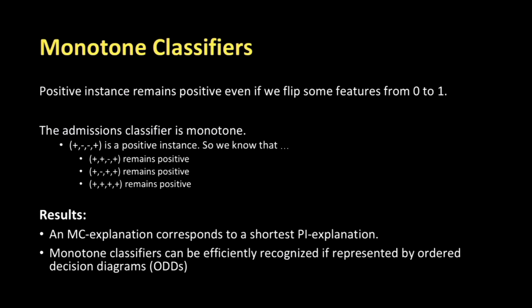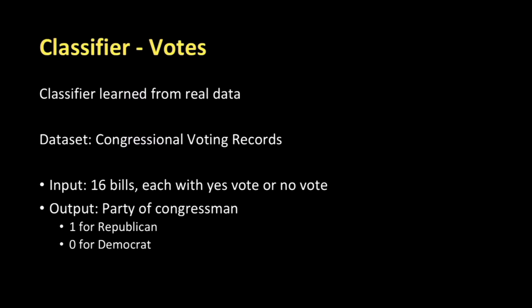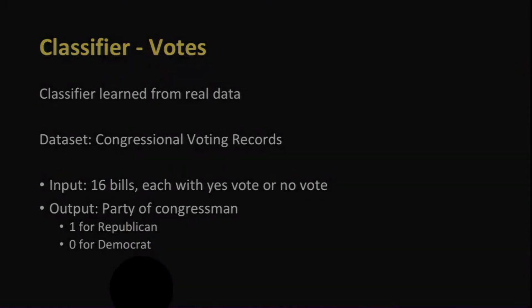Okay, let me give you a couple more examples, and then I'll end with how you compute these. I'll show you how to compute the minimum cardinality. That's easy, and we'll leave it at that. This was a classifier that was learned from a data set out there about classifying congressmen into Republicans or Democrats depending on their voting record.